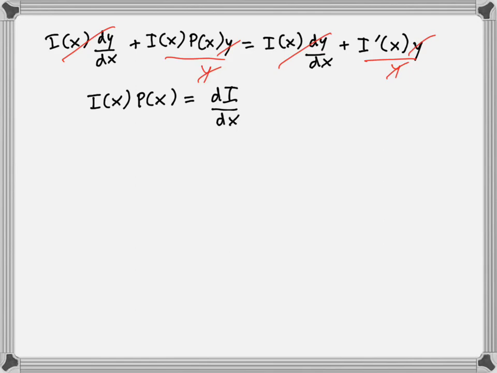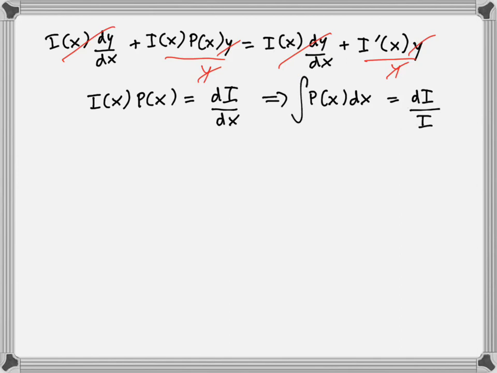Okay, what does this mean? This is actually separable, right? Because I can write it this way. This means that I can write it as p of x dx is equal to I of x di. And then I can integrate both sides. Oh, sorry, I wrote this wrong. It would be di over I. Let me back up a second here. Let me not mess this up. It would be di over I.